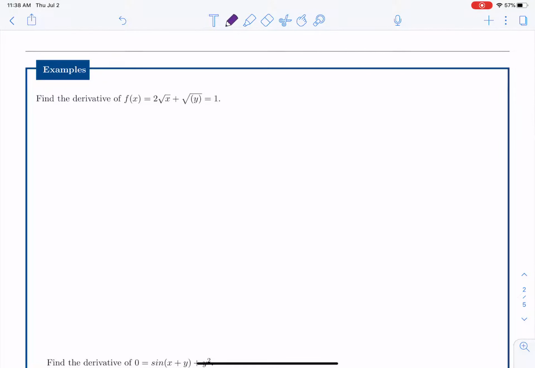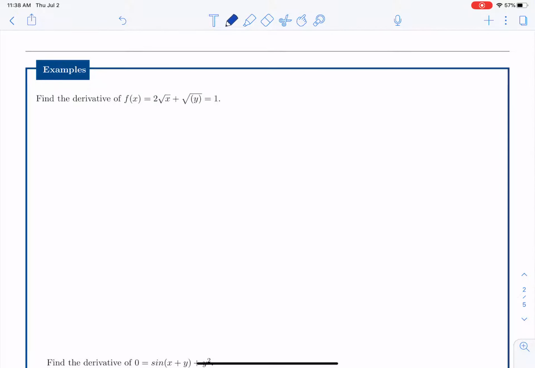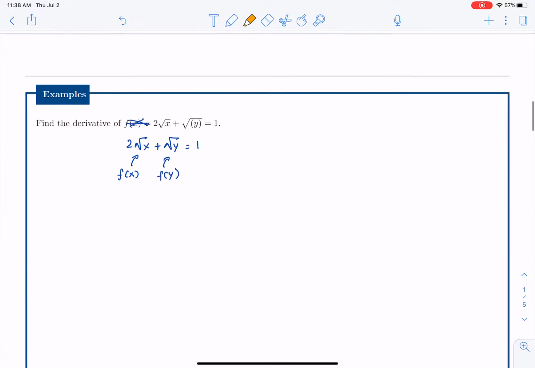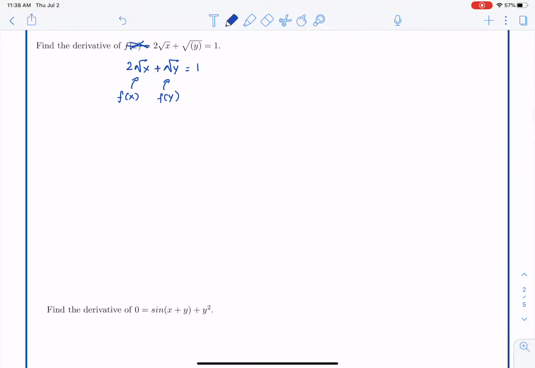So here we have to find the derivative of 2 root x plus root y equals 1. Now that is a function of x. That is a function of y. That is type 2, which is right here. We have a function of x and a function of y separately. So how do we find the derivative?